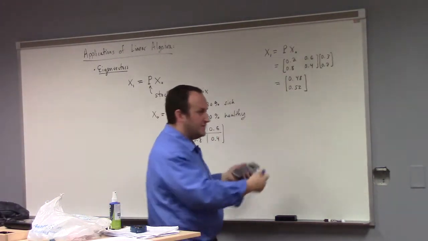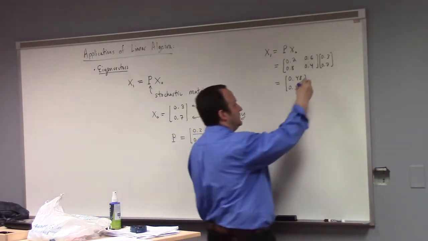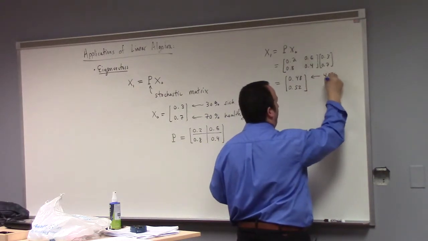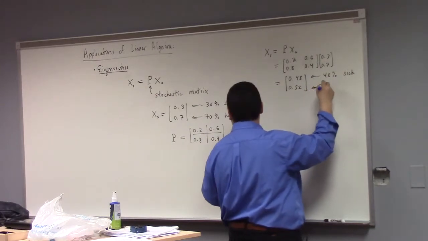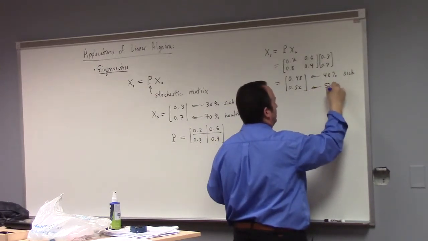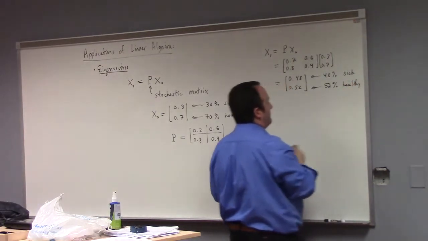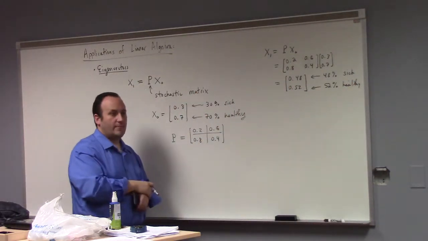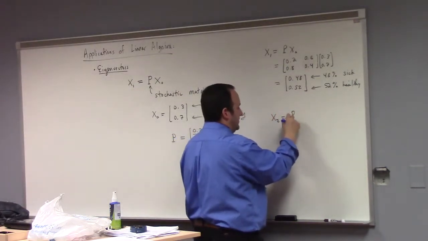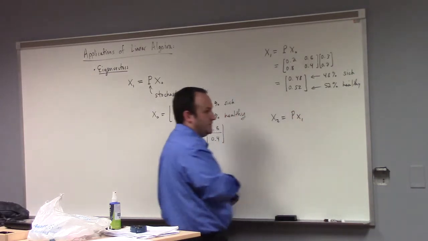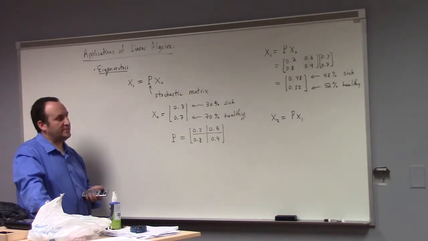After one cycle of time, maybe after a week. After 1 week, the story is 48% sick and 52% healthy, right? And then you can ask, well, what's x2? x2 would be P times x1. So each week, the sick and healthy people change, and this matrix, you can interpret it.